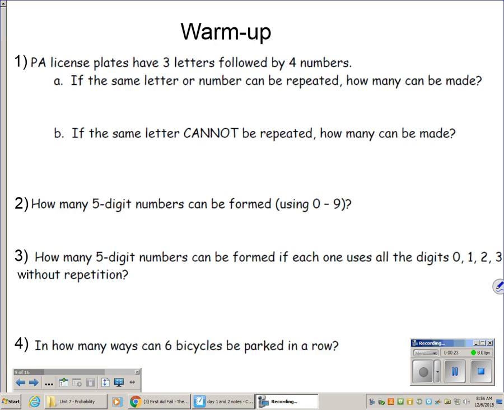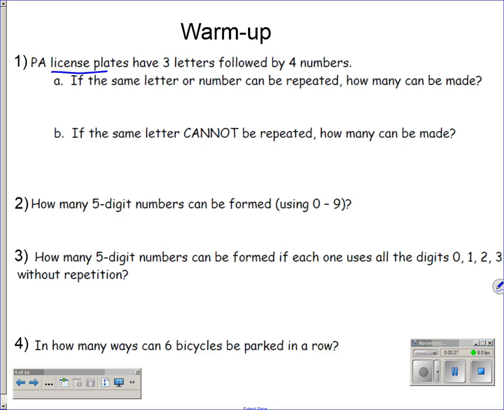Let's practice yesterday's notes with this formula. It says we got a license plate that has 3 letters followed by 4 numbers. Okay? So it says if the same letter or number can be repeated, I say that a lot, can be or cannot be repeated, there's 2 different ways to handle that. How many can be made? So this is just being able to determine the number of outcomes that you could have.